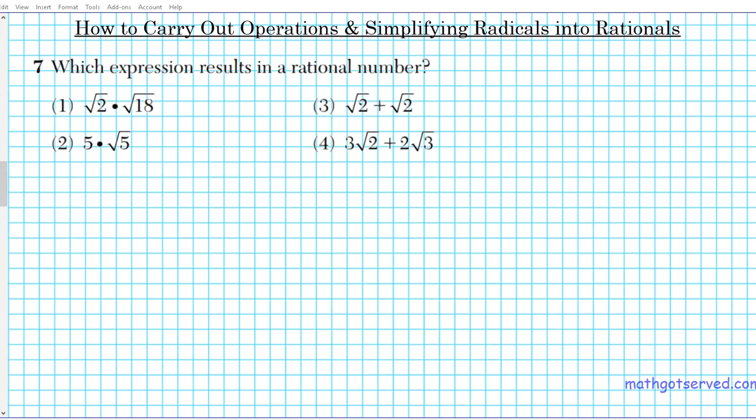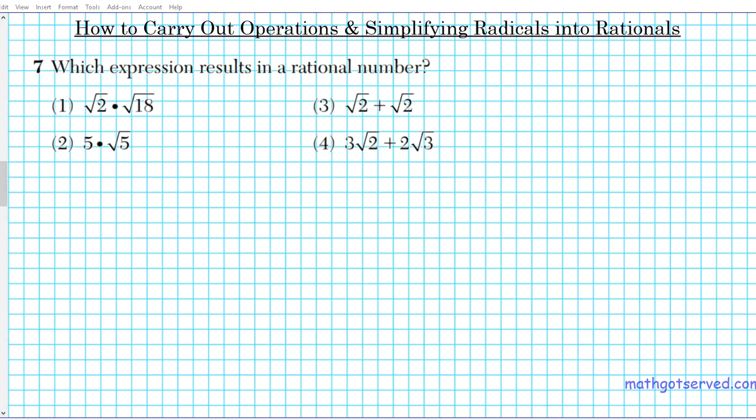All right, let's take a look at question 7. In question 7, we're going to be assessed on how to carry out operations and simplification of radicals into rationals. Question 7 reads, which results in a rational number? The square root of 2 times the square root of 18, 5 times the square root of 5, square root of 2 plus the square root of 2, 3 root 2 plus 2 root 3.